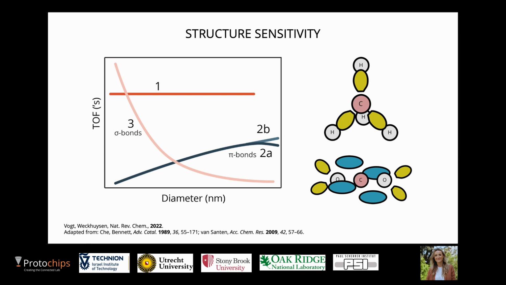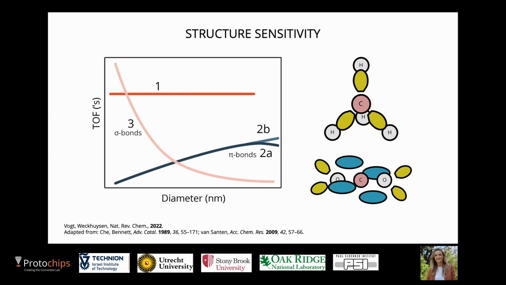For some reactions, we see an exponential increase in activity for smaller nanoparticle sizes. These are called sigma bond structure sensitivity. Sigma bonds are preferentially cleaved over very undercoordinated atoms, preferentially single atoms, and pi bonds are preferentially cleaved over atomic clusters of some degree of coordination. So those two can be quite well explained, but we also have this other class of structure sensitivity, which is structure insensitivity, reactions that show no difference in their turnover frequency with catalyst nanoparticle size.